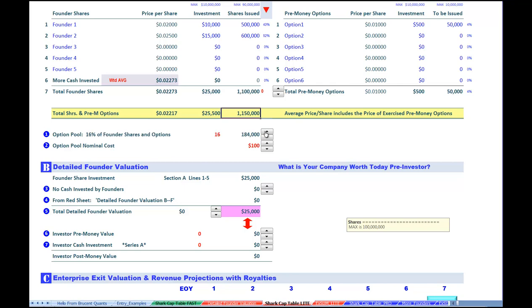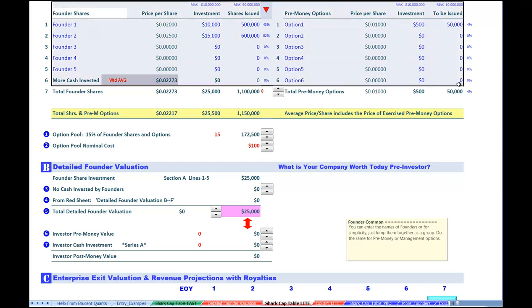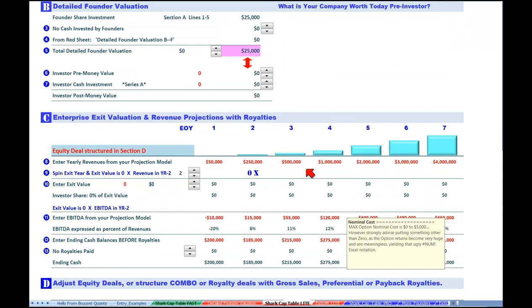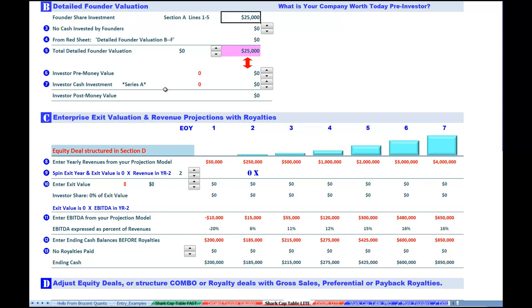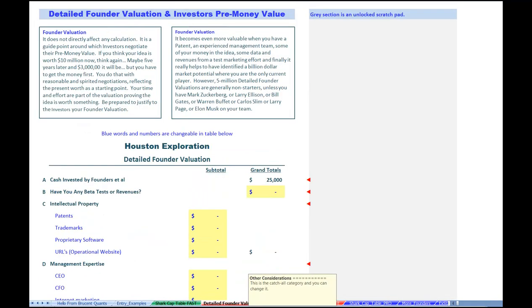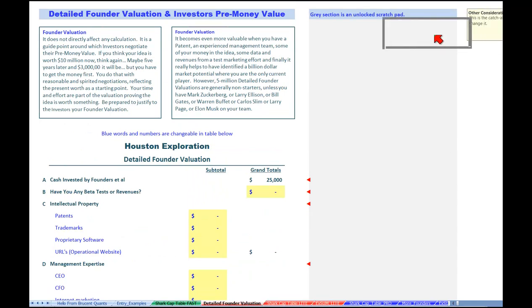Professional investors like them, and we want to please them, so they do dilute these guys up here. Nominal price, let's say 200. Moving right along. Let's go to the detailed founder valuation. Now, there's the $25,000. If we wanted to get very detailed, we could go to the red sheet, detailed founder valuation.